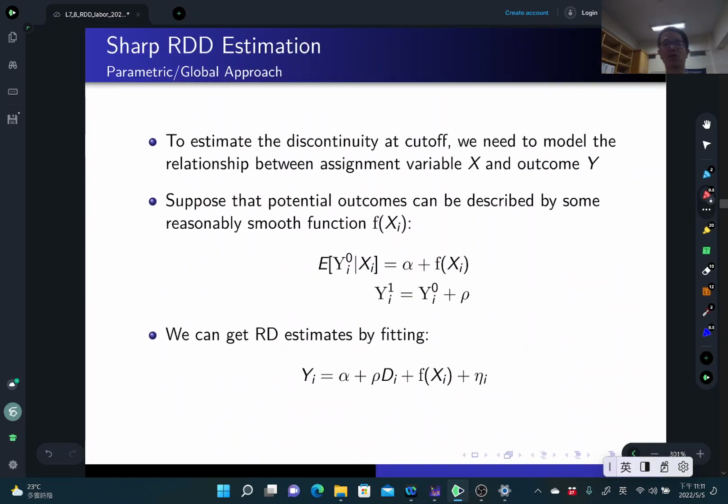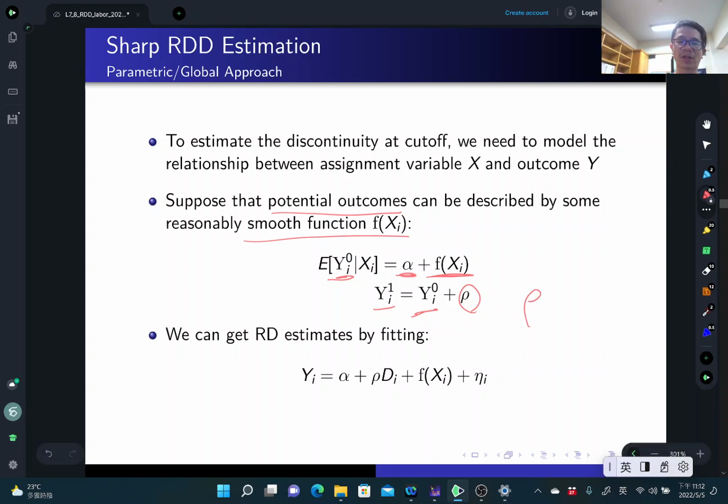Here we will try to model the potential outcomes. They are determined by some smooth function f of x. For example, y0 is determined by a constant term, the intercept, and f of x, some functional form for the assignment variable. And y1 is just y0 plus the causal effect, the treatment effect. So we want to estimate the rho.